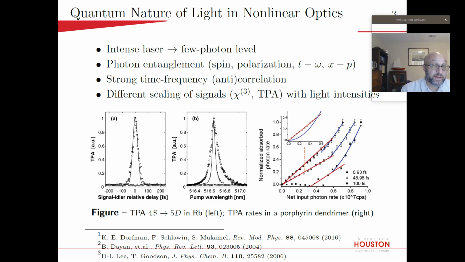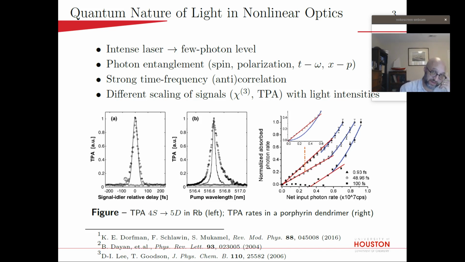These photons are generally in an entangled state, and there's very strong time-frequency correlation or anti-correlation in the time correlation function. As a result, if you look at the two-photon absorption spectrum shown in one case over here, this is in rubidium, the 4s to 5d transition, as a function of the idler between the signal and idler mode.